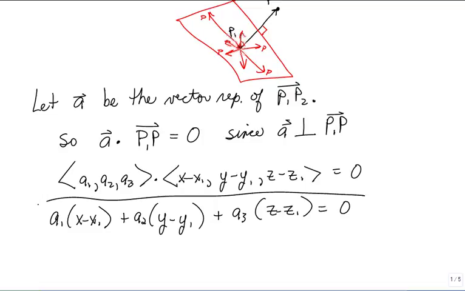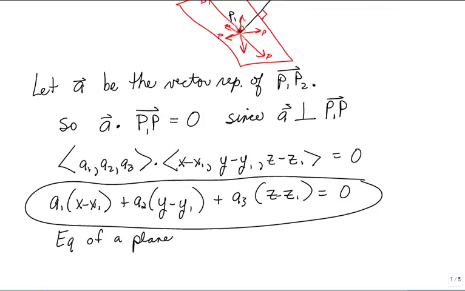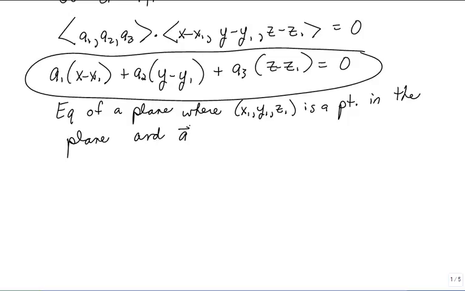And this is the equation of a plane, where x1, y1, z1 is a point in the plane, and the vector a is called the normal vector. It's perpendicular to the plane.